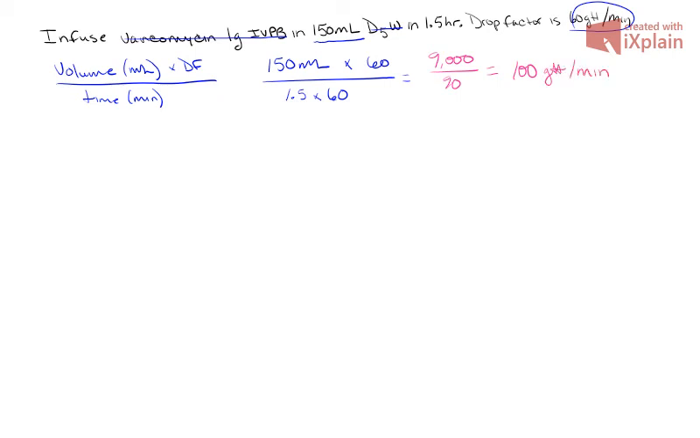Now understand to make your math easier what I could have done when I was in this part of the equation was just cancel out my 60s and just divide the 150 by 1.5, and I would have come to the same 100 drops per minute.